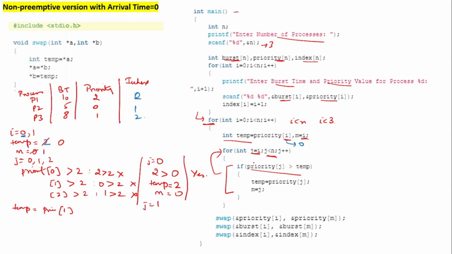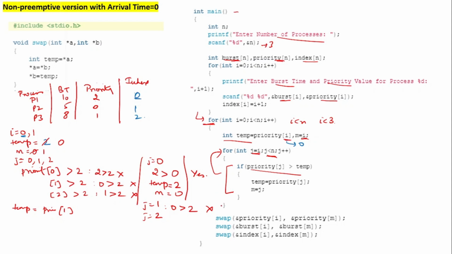Okay, j is equal to 1. Now, priority of i, that is this value 0, is it greater than temp? No, this is not greater than temp, so it will not go here. Again in that particular case, the value of j will be incremented. j is again equal to 2.